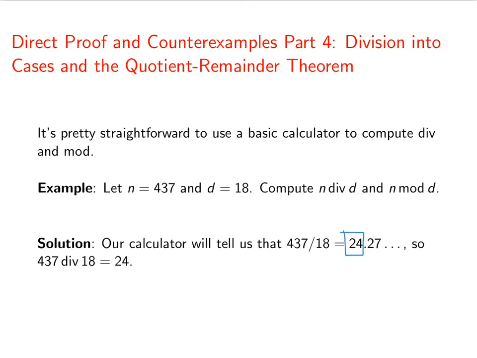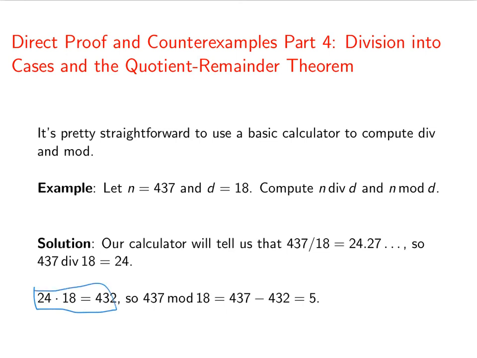Now we're not doing rounding here, we're truncating. What we're doing is we're saying, let's just throw away all this stuff out here, we don't care about that. Then we say 24 times 18 is 432, so if we want to do 437 mod 18, we'll just take 437 minus 432. What this is saying is that there are 24 groups of 18 that make up 432, so what's left over? 437 minus 432, so that's 5. Okay, that's all for now.